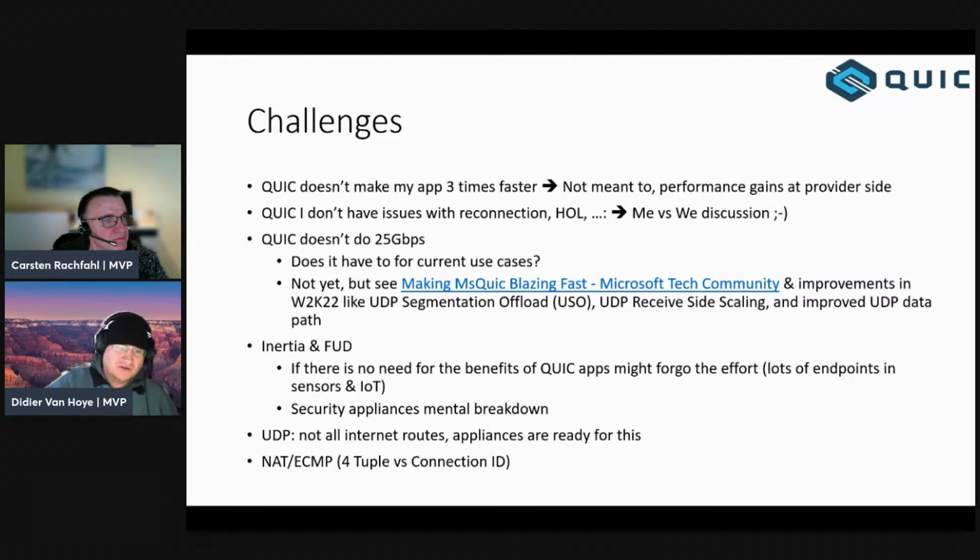QUIC can't handle 25 gigs or higher yet. Yeah, really, that's sure. Do you really need it to be that fast today? And who says it can't handle that tomorrow? Because if you look at the link I've put in the slides, and you look at what's happening in Windows Server 2022 with offloads for UDP and UDP receive side scaling and all that, they are very hard at work. So they're making it faster and faster every day. So they're working on it.